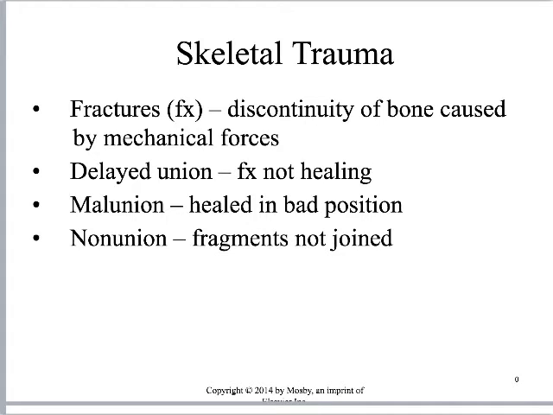Malunion means it's healed, but it's in a bad position. And oftentimes, if the patient's not received any kind of medical attention, you'll see evidence of malunion. Non-union is the fragments aren't joined at all. So these are all, I want to make sure that these, I don't think, are highlighted in blue in our textbook, but they are helpful terms to know. And some of them are kind of just implied by their name.